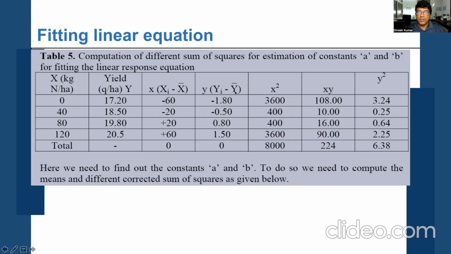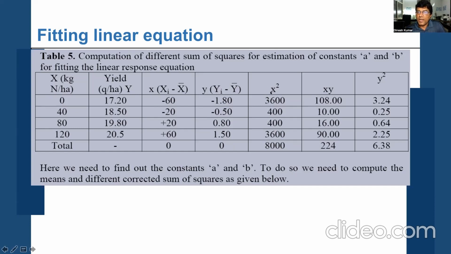Yi minus Y bar. So the value of Y bar is actually 19. So 17.2 minus 19, you get minus 1.8. 18.5 minus 19, you get minus 0.5. 19.8 minus 19, you get 0.8. 20.5 minus 19, you get 1.5. Again, you make the total of this, it will be 0. Now in the next column, you see these deviations against the mean are squared: 3600, 400, 400, 3600, and you can take the total. The total becomes 8000.